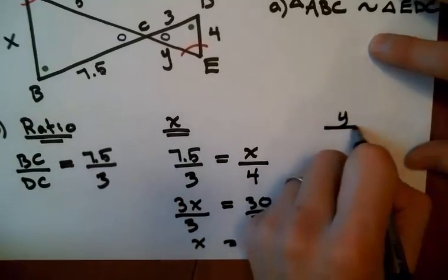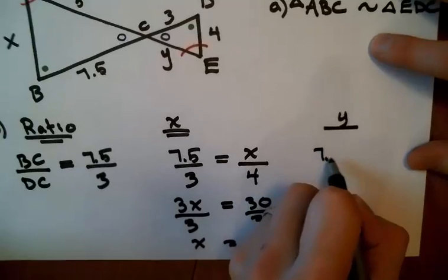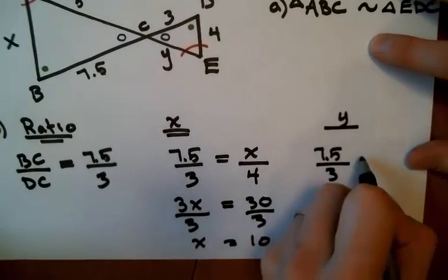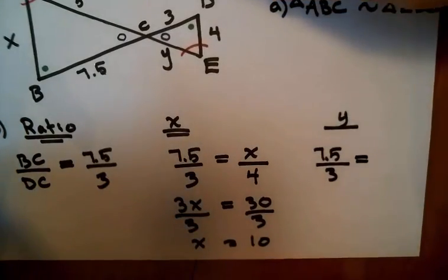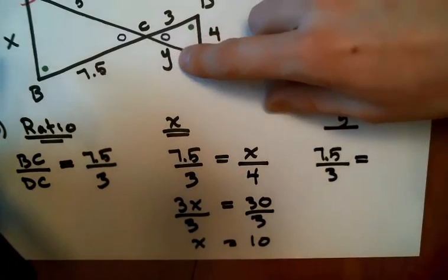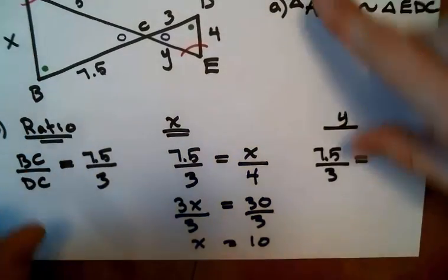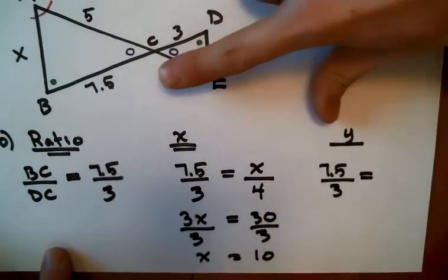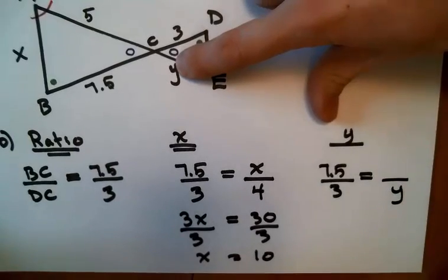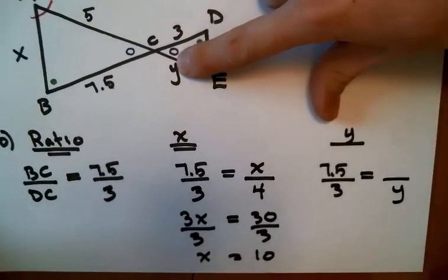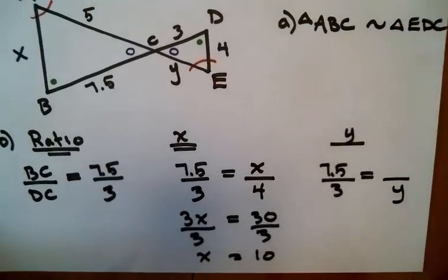Do side Y. Put your ratio in, 7.5, the larger triangle, over 3. Go find the larger triangle and relate it with Y in the smaller triangle. So here's Y in the smaller triangle. And if it's smaller, then Y has to go here. Okay? And then go find who Y is in the bigger triangle, and it works out to be 5.